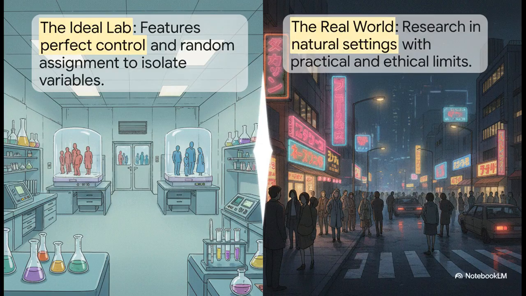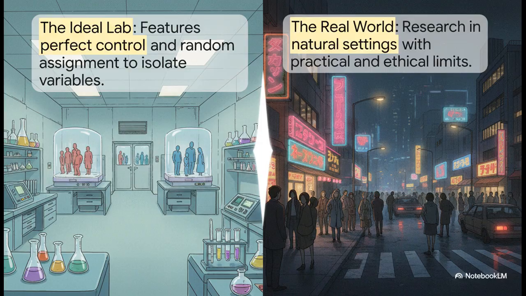You know, in a perfect world, in an ideal lab, a researcher has total control. They can randomly put people into different groups to test one single variable. But we live in the real world, and it is messy. You can't always create those perfect lab conditions, sometimes for practical reasons, and sometimes for really important ethical ones. I mean, you can't ethically force one group of people to smoke and another not to, right?